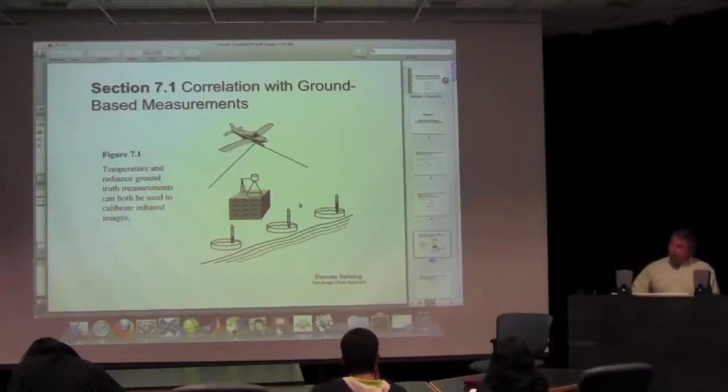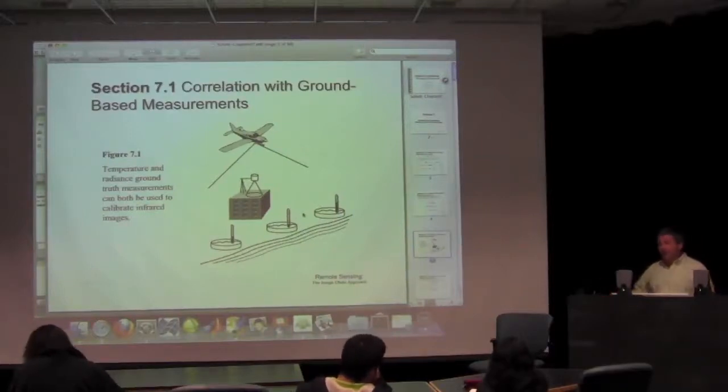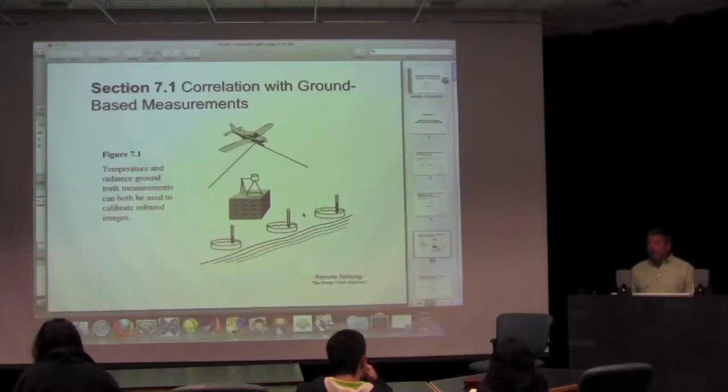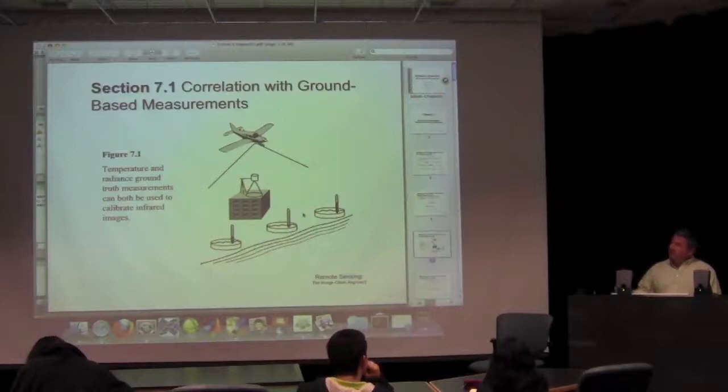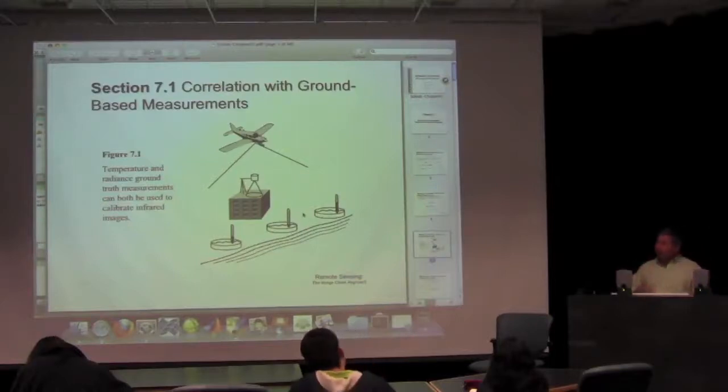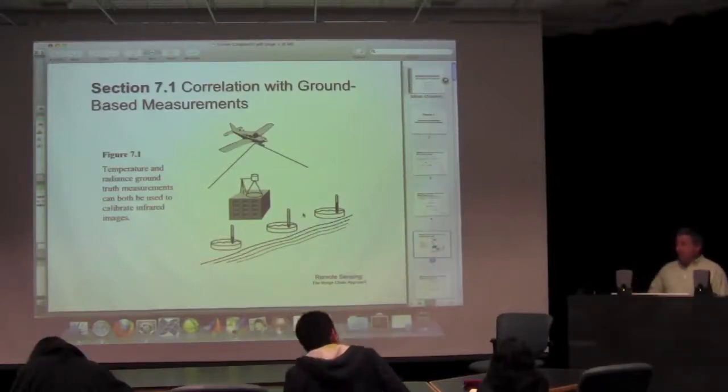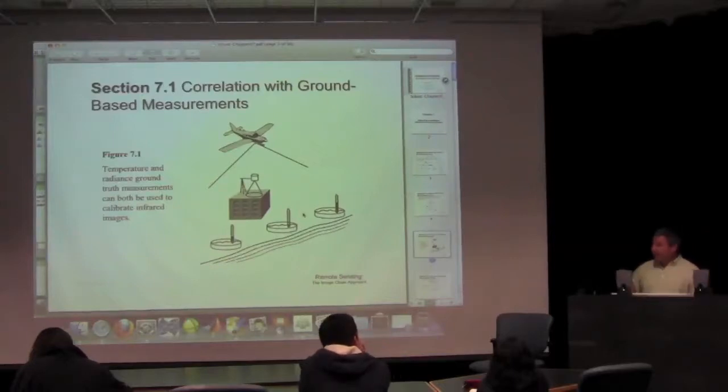Well, what if I went off and I looked at the ground? Say this is concrete. Its emissivity might be 0.9 as opposed to 1. And now that relationship, the direct relationship between temperature and digital count, no longer holds because the emissivity has changed. So I need to be a bit careful there.